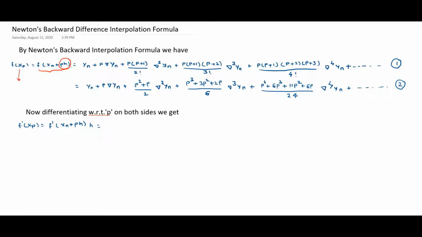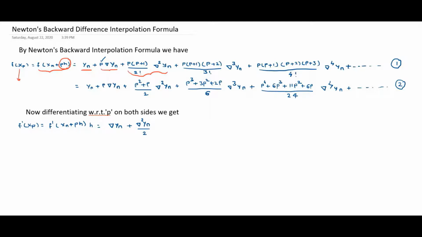Right hand side, if you differentiate the first term is constant, so its differentiation is 0. Now if you differentiate this second term where del yn is constant, so I will write del yn as it is, and differentiation of p is equal to 1. Now differentiate third term. In case of third term, first I will write the constant terms. The constant terms are del square yn divided by 2 factorial is 2.